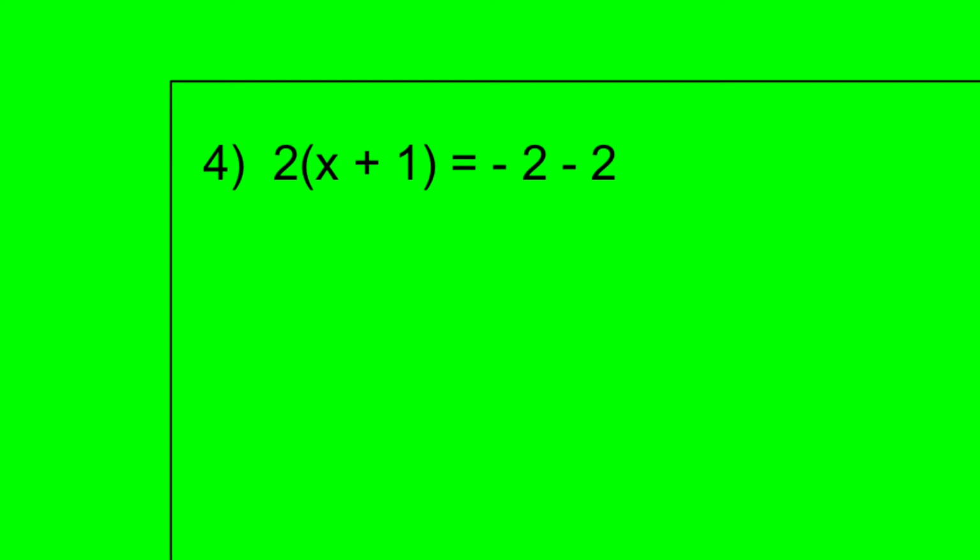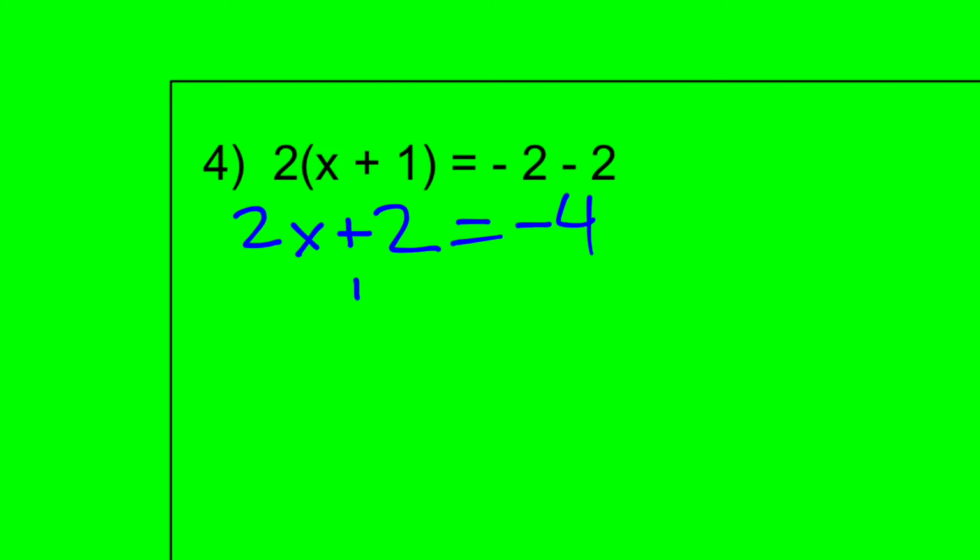So I would group up like terms and do parentheses. So this one, I would distribute the 2 to the x and the 2 to the positive 1. And we would use the distributive property to make that 2x plus 2. And on the other side of the equal sign, I have a couple of like terms, negative 2, negative 2. That makes negative 4. And then once again, I have a two-step equation.